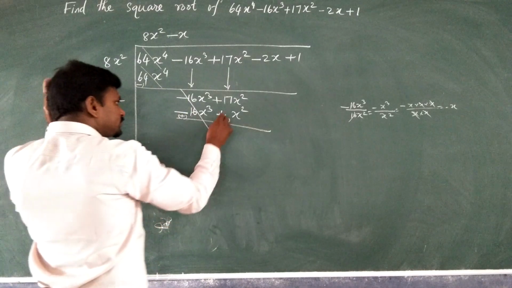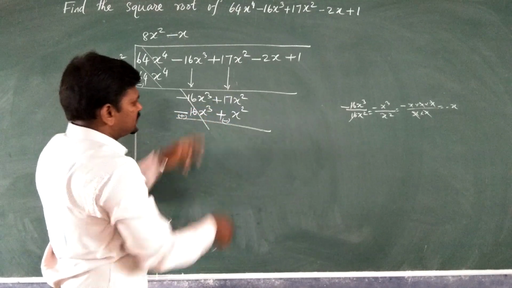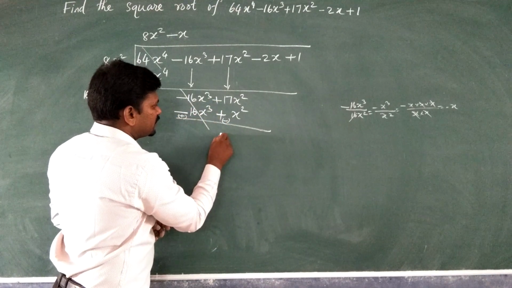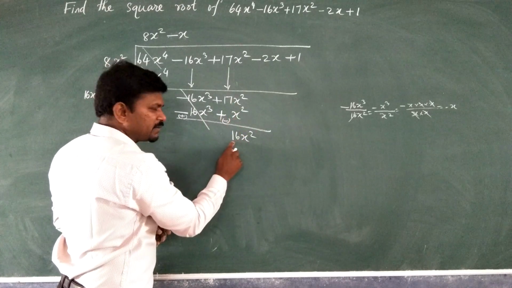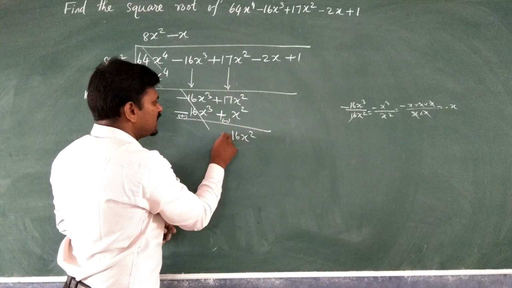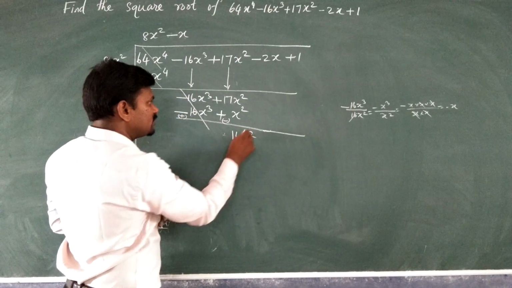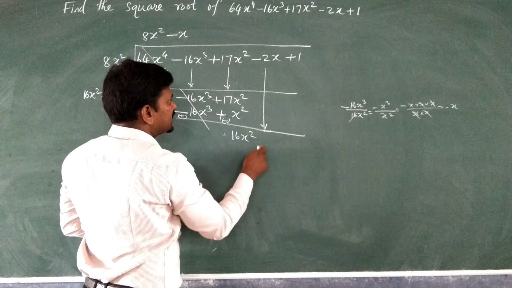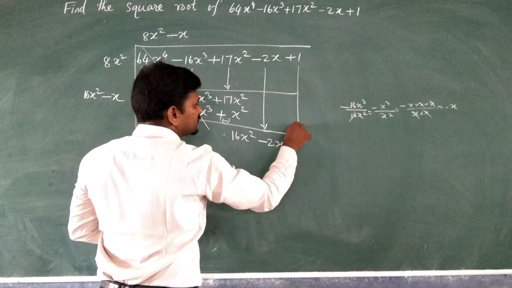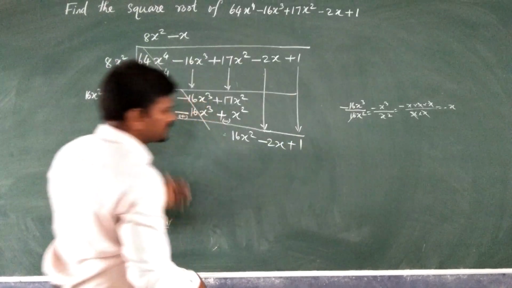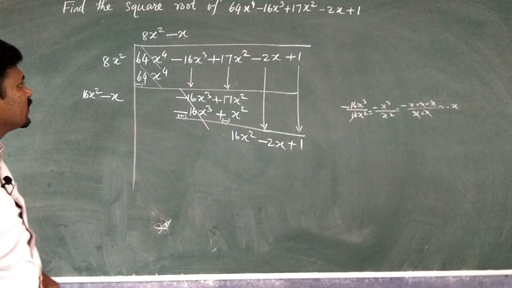Okay, now the symbols are different, this is plus and this is minus, so we have to subtract. 16x square subtracted from 17x square gives x square. The bigger number has the plus symbol, and it is not necessary to write plus. If it is minus we must write that symbol. Then bring the next two terms, minus 2x plus 1.